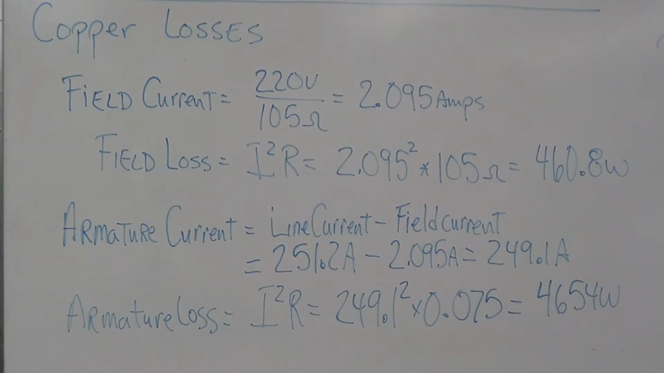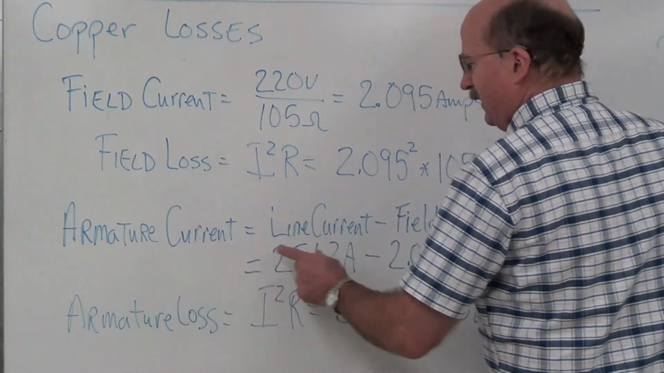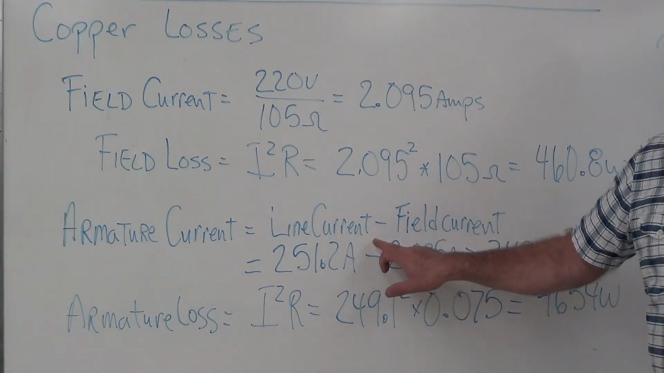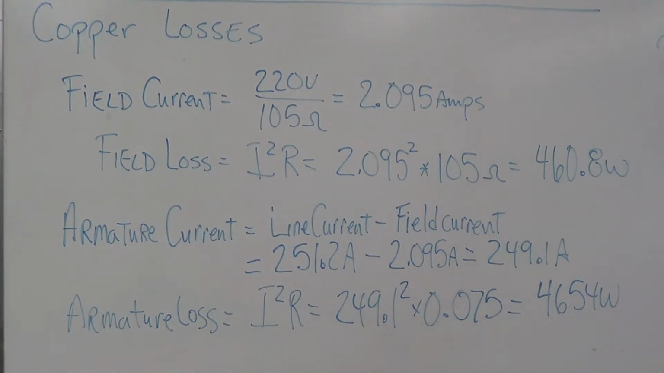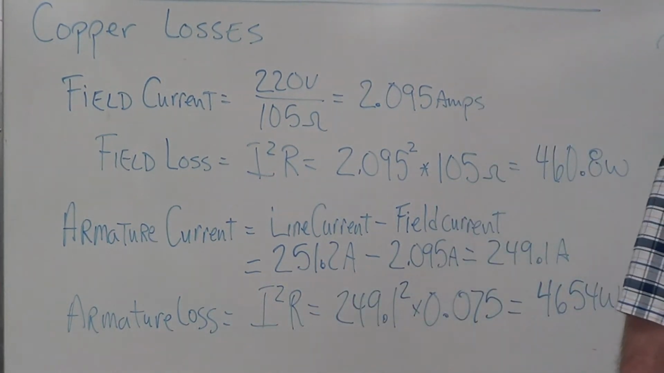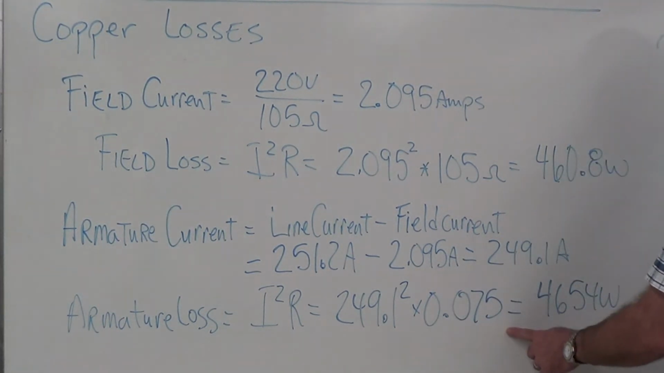Now your armature current. Armature current is your line current minus your field current. That's why you had to calculate your line current. We come up with 249.1. Now we can use that to calculate the armature losses. Again, I squared R: 249.1 squared times 0.075 gets us 4,654.